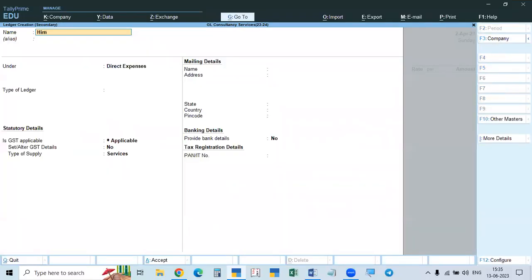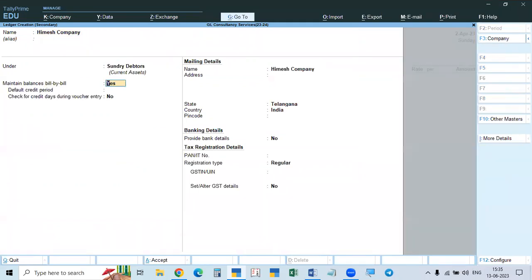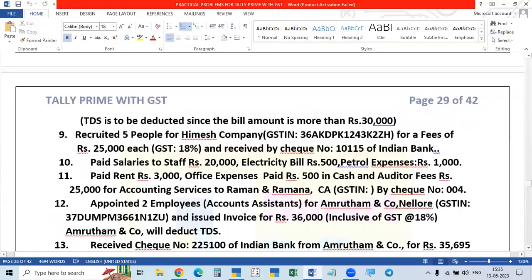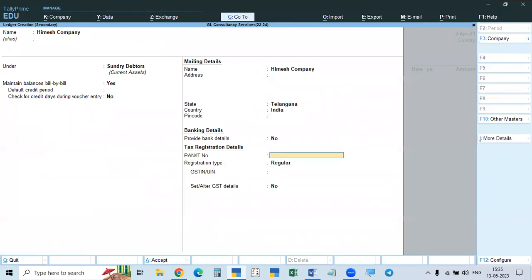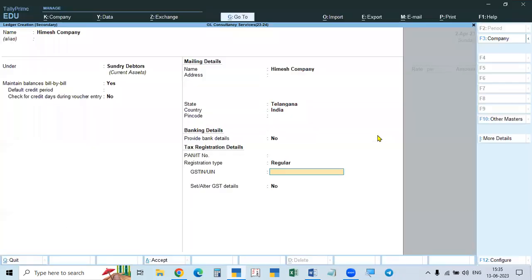Himesh company is not there, so it is a sundry debtor because we are selling. Check the state: Himesh company is 36, so Andhra, Telangana only. Then go to the number, paste it here. Because if the number is not correct, it will show an error. If the number is correct, it will not show an error.